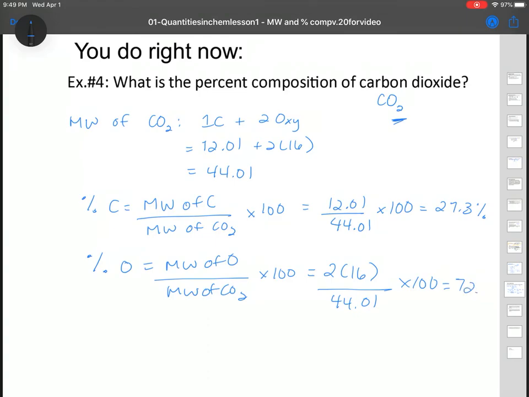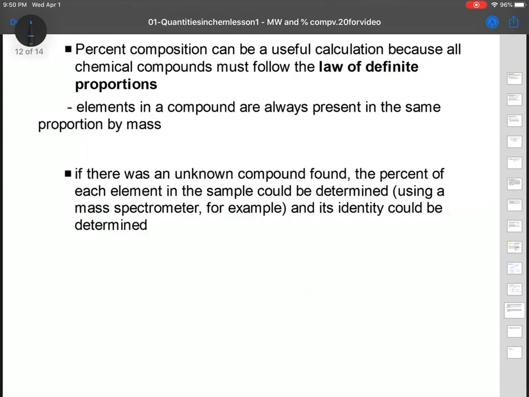But again, you could have done 100 minus 27.3 and gotten the same answer. Okay, so the percent composition is a useful calculation because it has to follow the law of definite proportions. So what that means is, let's say you have water in Canada. If it's pure, then it's going to be 2 parts hydrogen to 1 part oxygen.